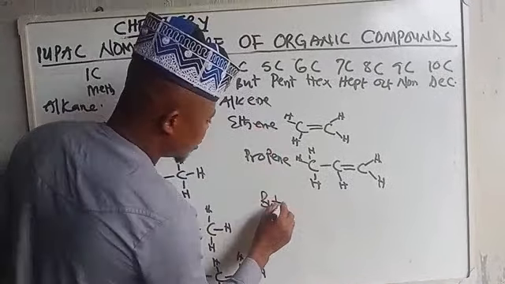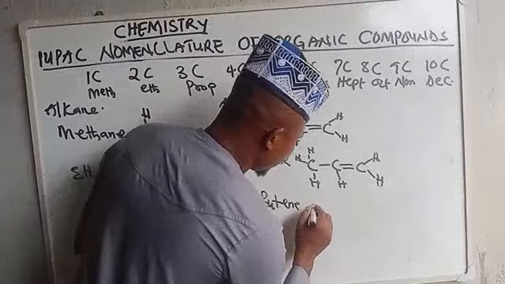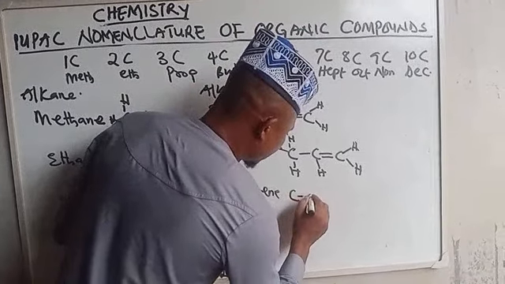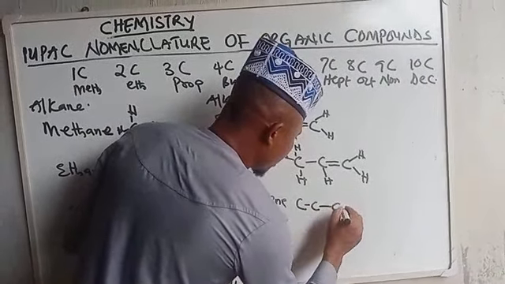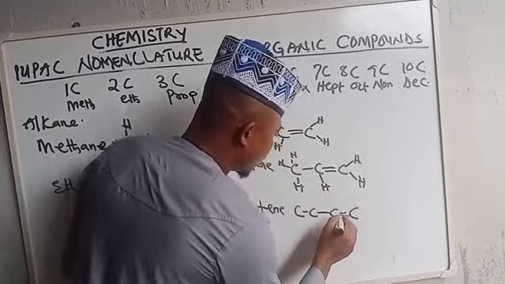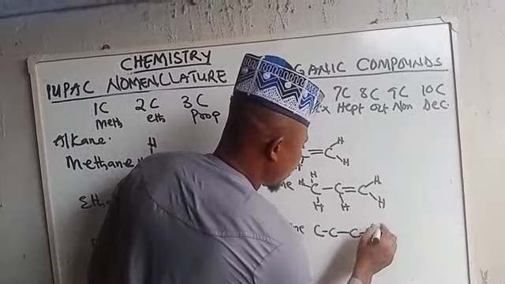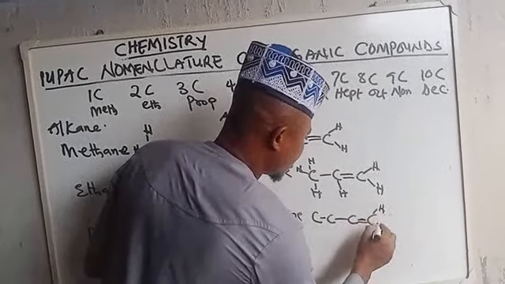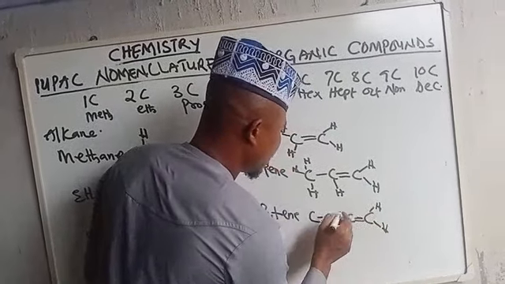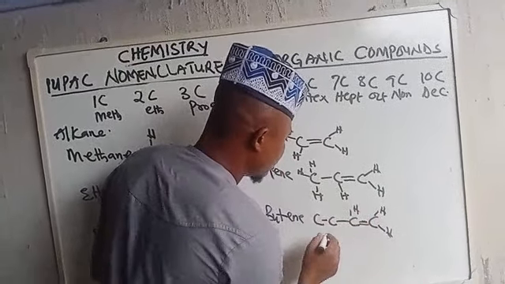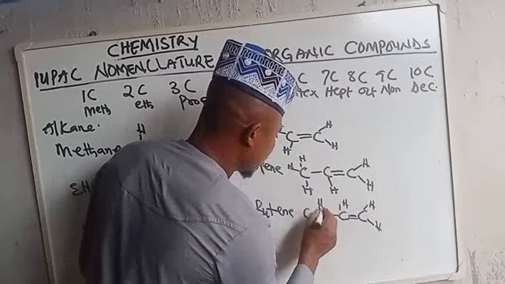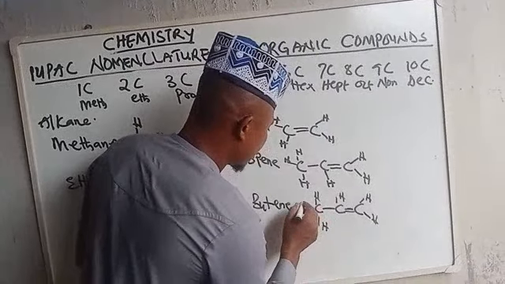The fourth member is but. You add your ene because butene has 1, 2, 3, 4 carbons. Double bond. So here you have 1, 2. 1, 2, 3. Only 1 hydrogen. 1, 2. You add 2 to make it 4. 1. So you add 3.